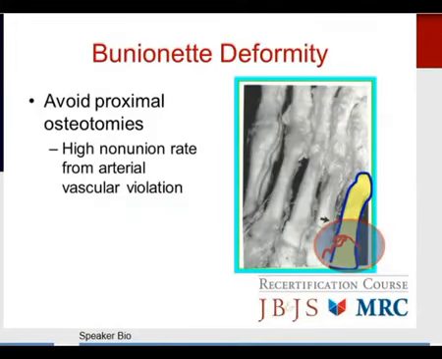Unlike what we talked about in bunion deformities, we don't do crescentic or proximal osteotomies on the side of the bunionette. Why? Because we're essentially devascularizing that shaft, creating a true Jones fracture across that site, and there's a high non-union rate because of that. So make the osteotomy in the midshaft instead.